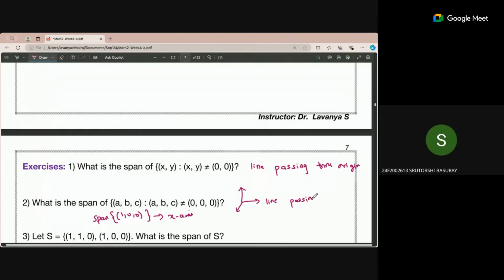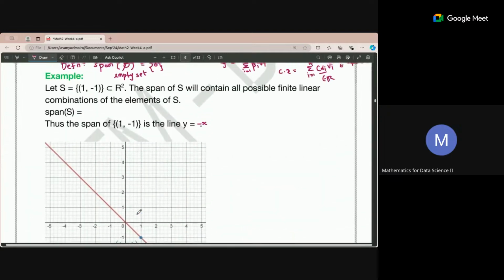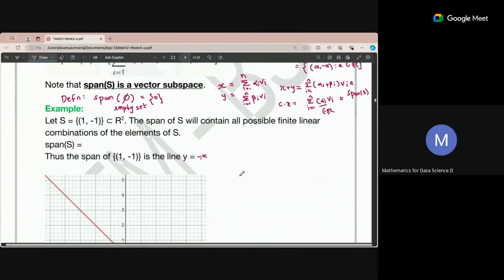But I understand, here it is stating that abc is not equal to the origin. Yes, it is not the origin, but it is a line passing through the origin. But ma'am, abc can be any real number, no? Yes, it can be any real number, except not 0, 0, 0. Then how are we so sure that it is passing through the origin? Because we are talking about the span, and just now I told you span of any set will contain the zero vector.